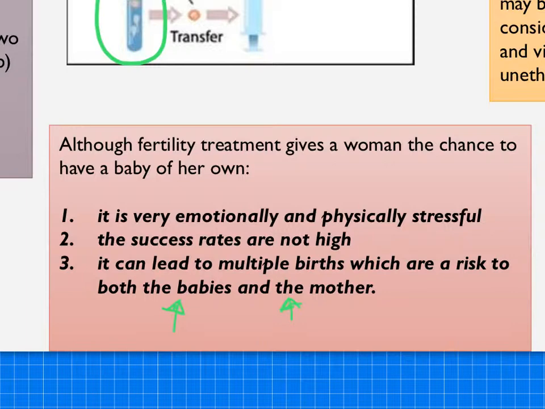In the exam, they might give you some data or some information showing the number of births from IVF, if there are multiple births, and the effect on that baby. So things like lower baby weight, for example, or higher death rates.